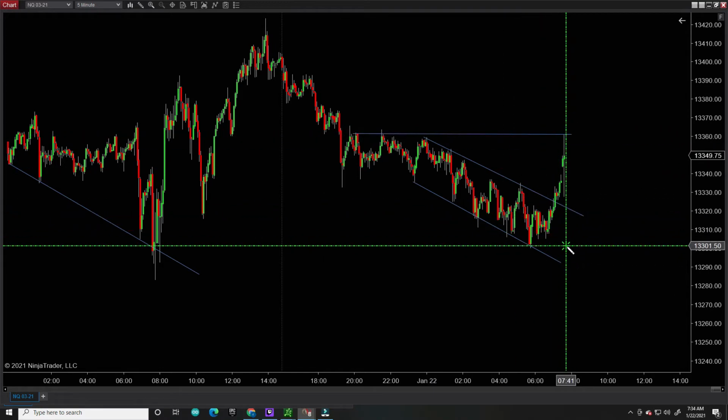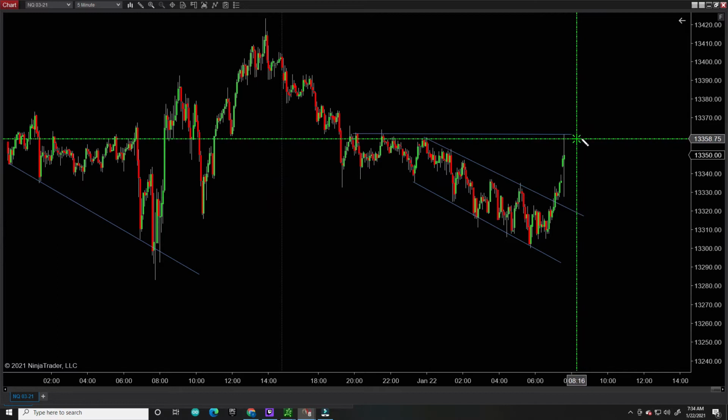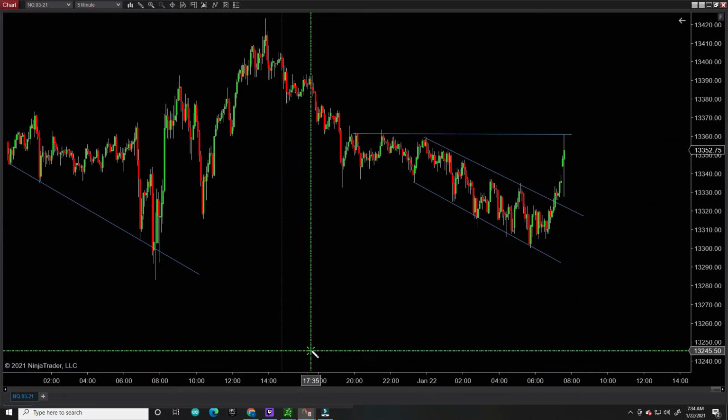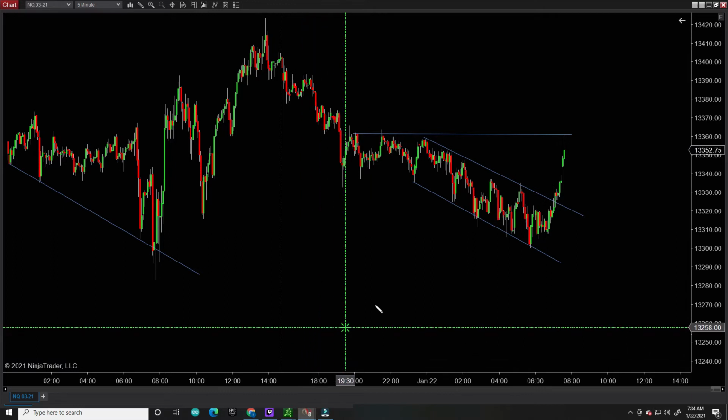When you get a breakout of a bearish channel and it's successful, it will oftentimes test the beginning of the channel, just like what we're seeing right here. Just typical price action behavior.